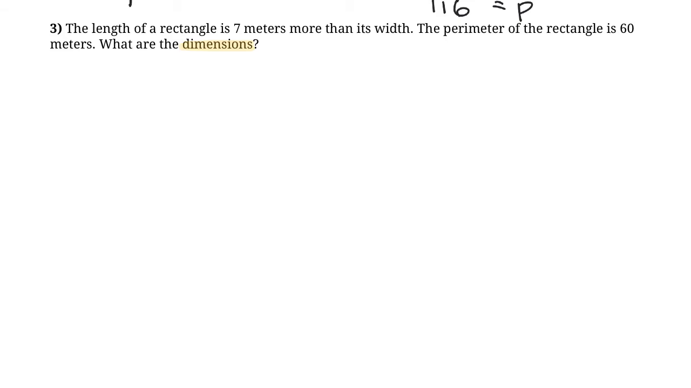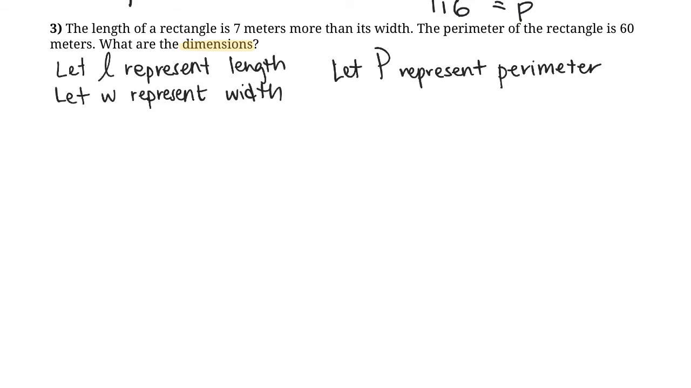Now they've given us a lot of information, but again, before we start, we just want to pick some letters or some variables to represent the things that we don't know. So I've gone ahead and picked 3 variables. I've chosen a lowercase l to represent length, lowercase w to represent width, and a capital P to represent the perimeter.